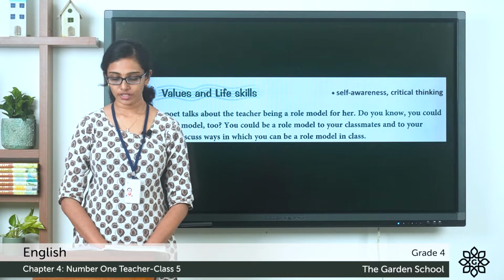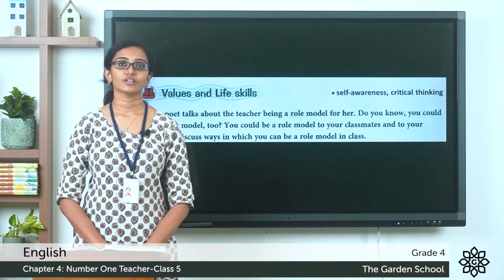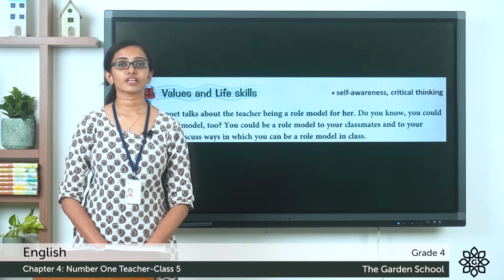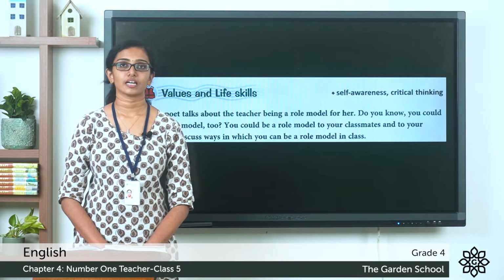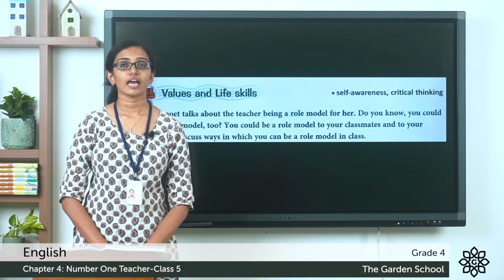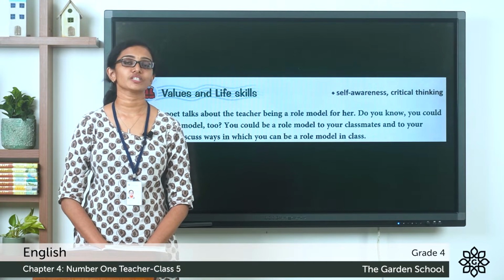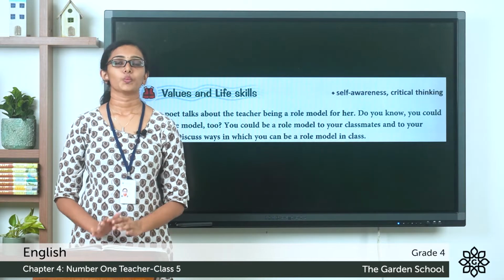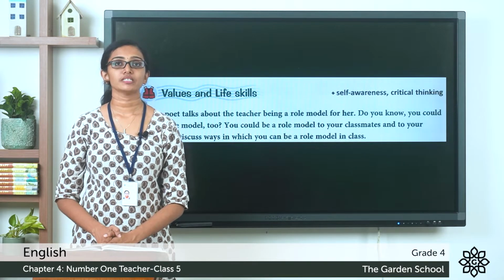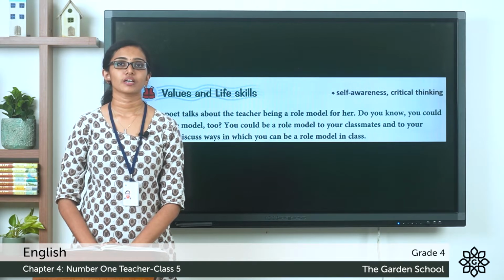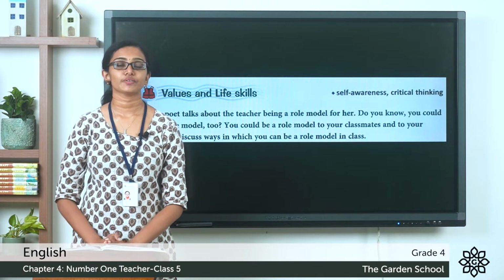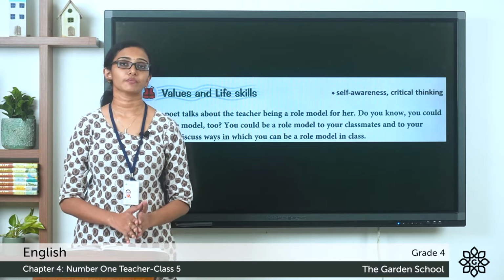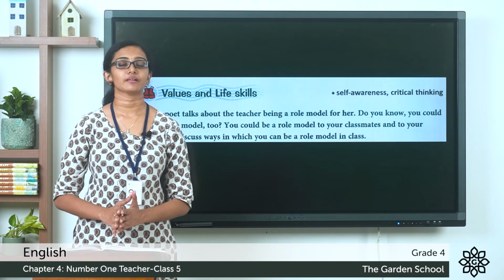Discuss ways in which you can be a role model in class. So children, how do you think you can be a role model in class? You can be quiet and attentive in the class when the teacher is taking a lesson. When the teacher is asking you a question, you can respond confidently and be a model to others. You can come to the class neatly dressed. And if someone needs help with a lesson, you can always help them.